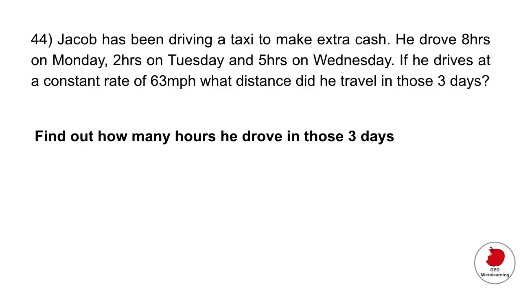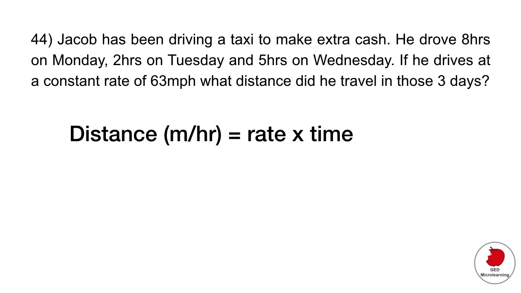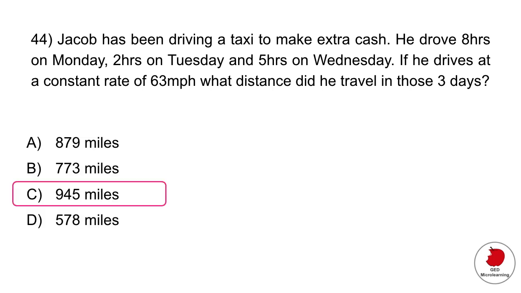If we look at the problem, the first thing we want to do is find out how many hours he drove those 3 days. So we simply add 8 plus 2 plus 5. That gives us 15 hours that he drove. All right, so we have the time. And we also have the rate, because they tell us in the question he drives at a constant rate of 63 miles per hour. And they're asking what is the distance he traveled. So very easy, you just multiply those two numbers together. That gives you 945 miles, option C.